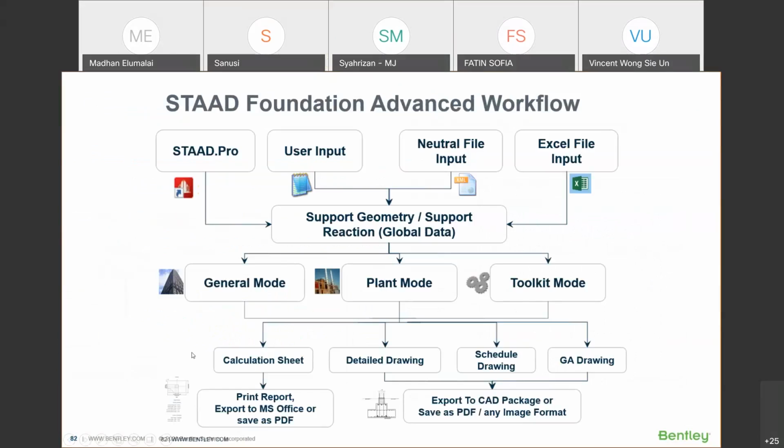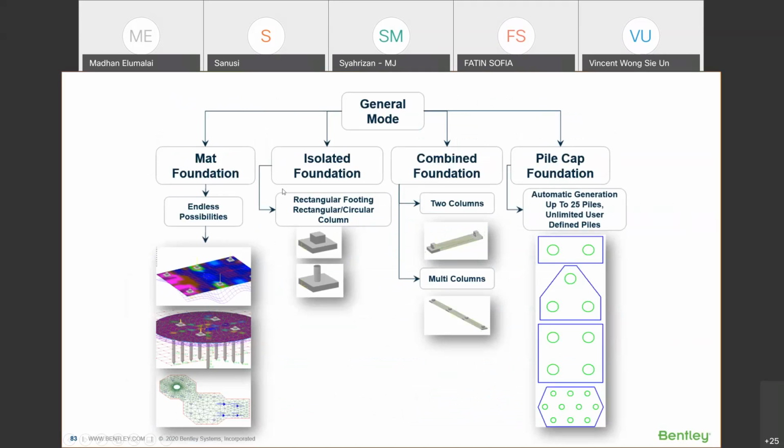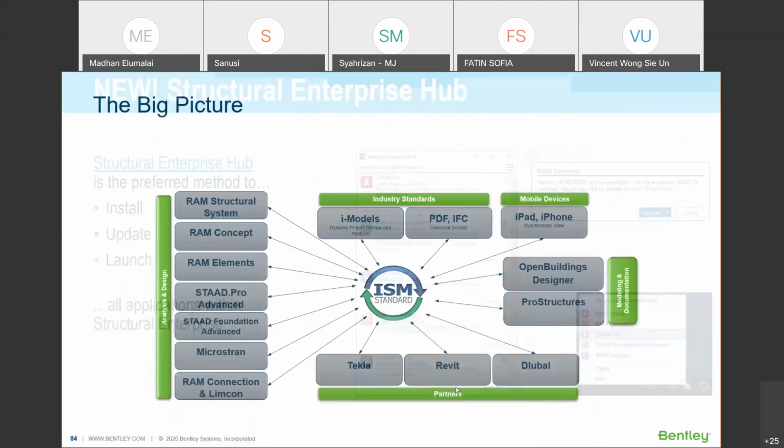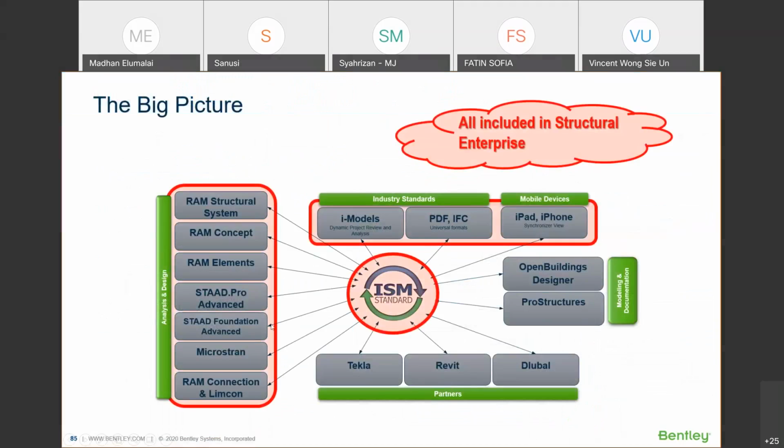So basically, you specify the input through several formats, either by launching this program from STAAD.PRO directly, or user input, or neutral file XML input, or Excel input. And then you choose as general mode, or plant mode, or toolkit mode, depending on your type of foundation, and produce calculation sheet, detailed drawing, schedule drawing, GA drawing, etc. Okay, basically it's for mat foundation, isolated footing, combined footing, pile cap, as well as several industrial foundations like vessel foundations, etc. Okay, and the big picture is structural enterprise, which is a combination of all this.